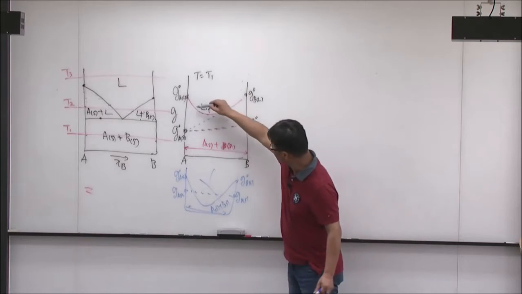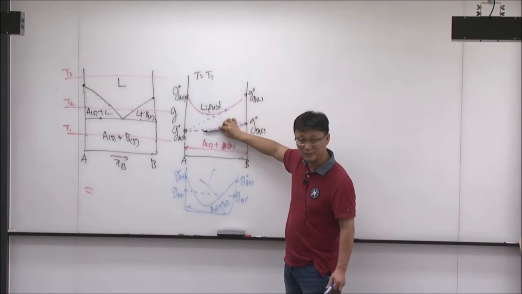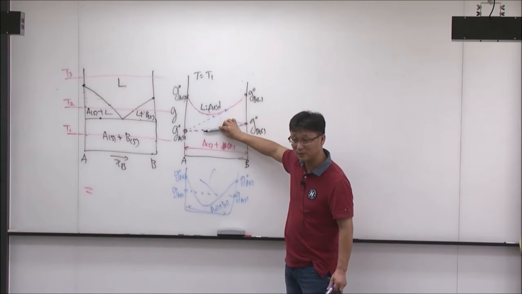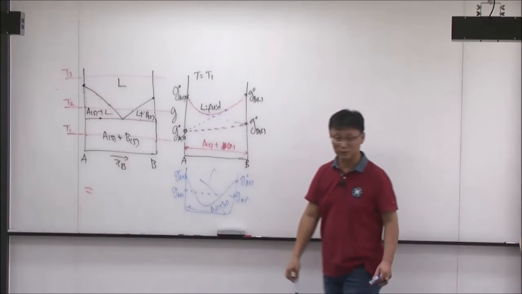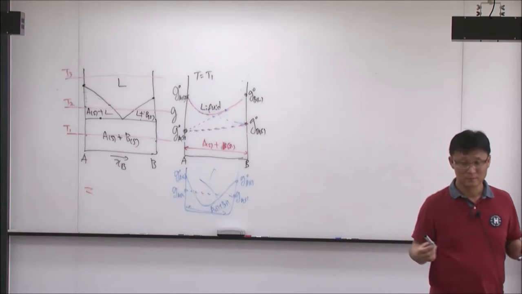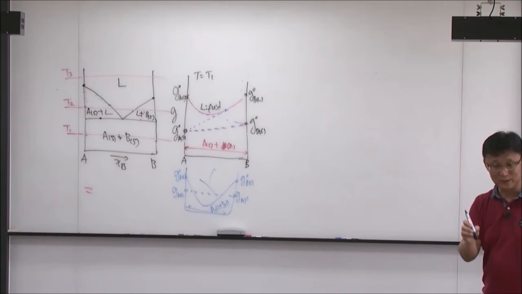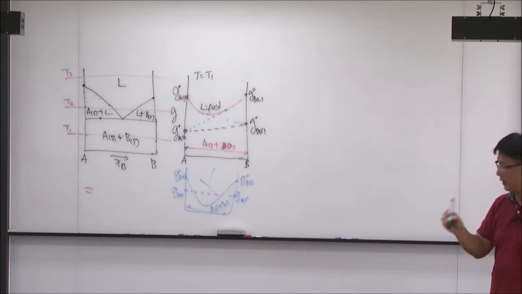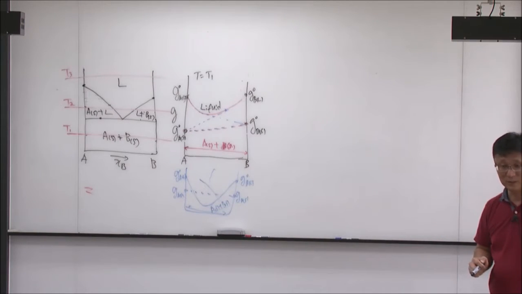So at least when you draw this liquid line, you have to make sure that it is higher than your AB common tangent line, to make sure that A solid and B solid exist together here. Make sense? You can draw whatever line, but at least topologically you have to make sure that you are not violating this minimum Gibbs energy concept. Okay?